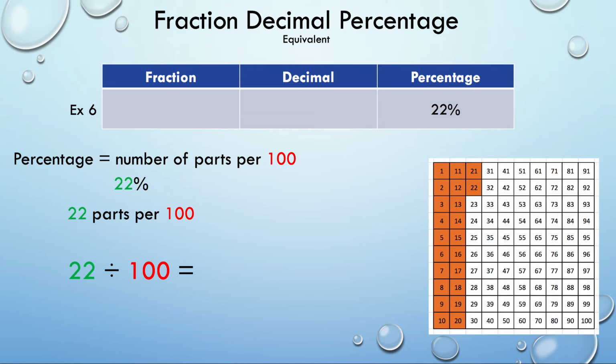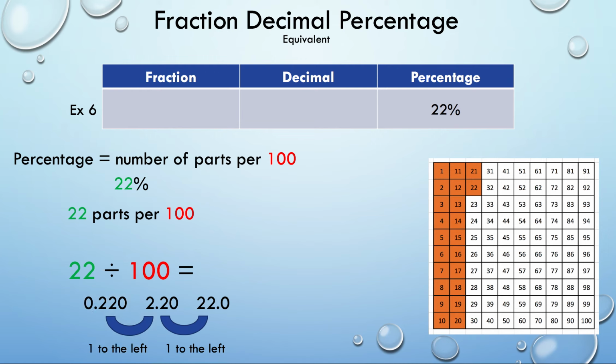So 22 divided by 100, which is going to be 22.0. Now we're going to move the decimal to the left, move it one more place value to the left, and we get 0.22, or 22 hundredths. Now we can just write our fraction, 22/100, from the 22 parts per 100.